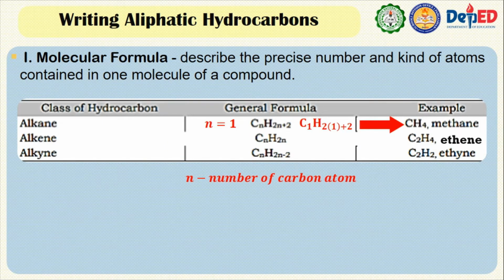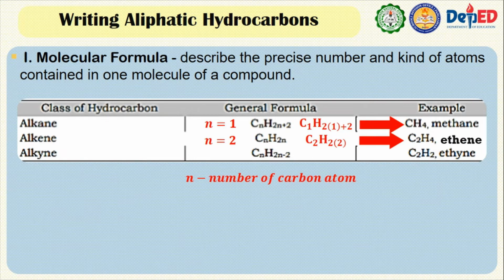Another example is for ethene. Ethene is a hydrocarbon that contains a double bond with 2 carbon atoms. So n is equal to 2. Then we substitute the given to the general formula, wherein we have C2H2(2), and the answer is C2H4. And that's the molecular formula for ethene.